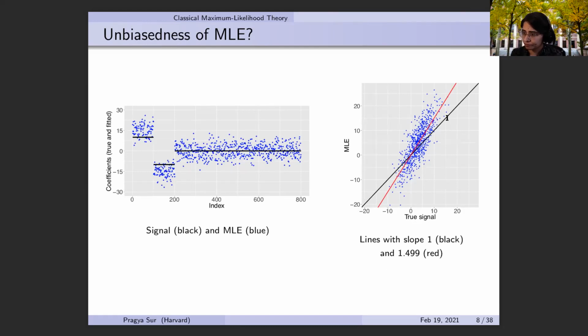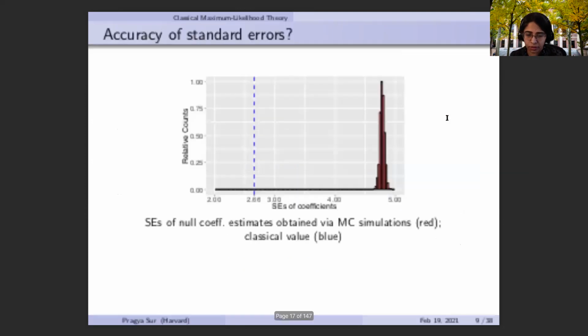These were preliminary simulations we were doing to try to understand what goes on in these settings. We concluded from them that there seems to be a systematic upward bias in the magnitude of the maximum likelihood coordinates. Then maybe let's have a look at what happens to the variance.